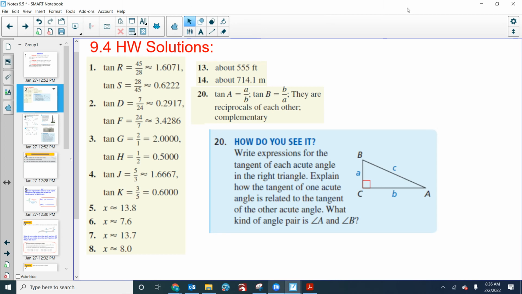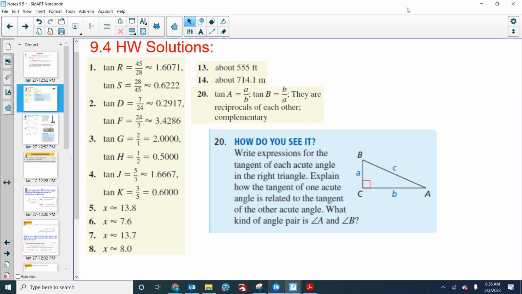All right, here we go. Looks like a lot of people left number 20 blank. Was there too much writing for you? Too much reading? Page, yeah, I'll go over 14 too. 20 we actually did in class.